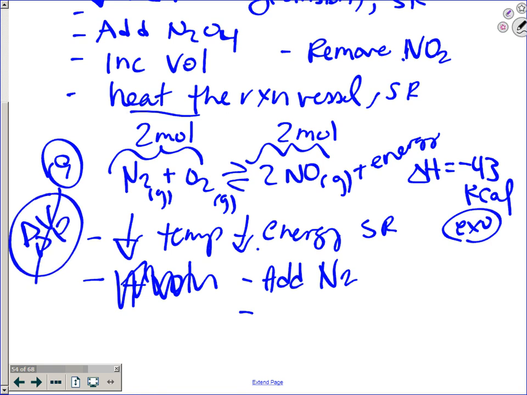Okay, so give me one more. That would cause a shift right. And add oxygen gas. Good. So adding reactant 1 or reactant 2 will cause a shift right.